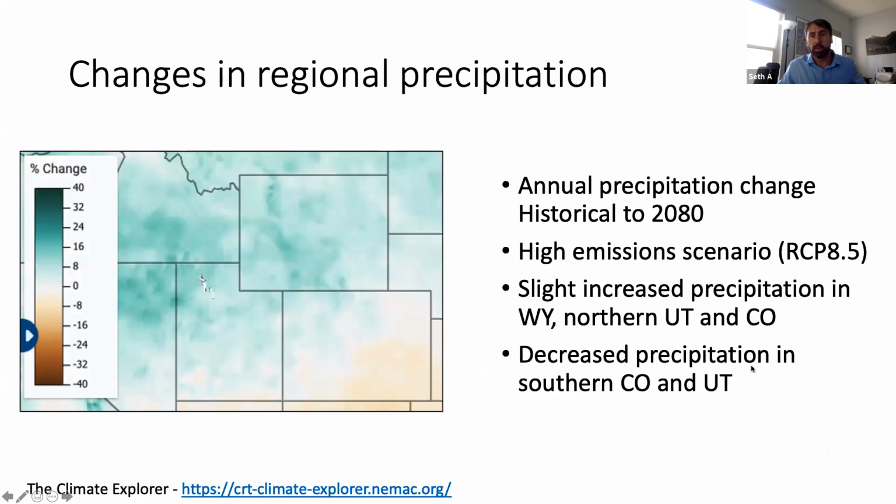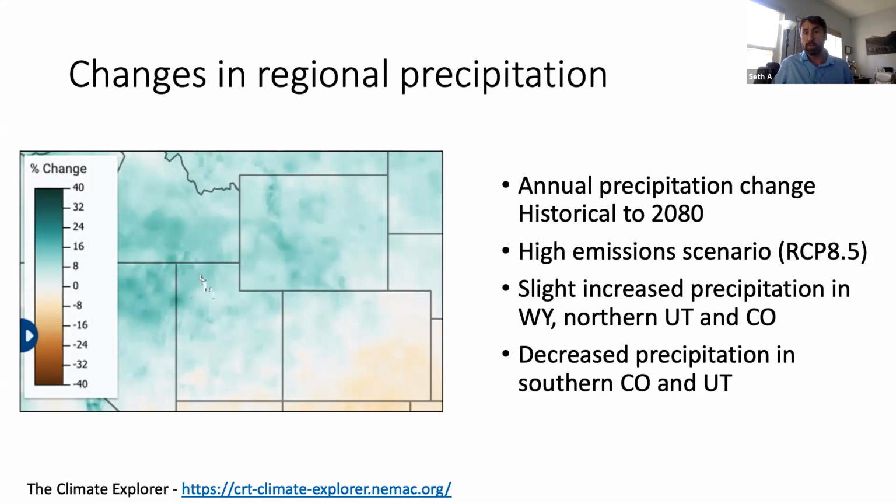So the next several slides show maps of projected changes in precipitation, and all of these follow the same format. This is data from the Climate Explorer, which was a tool that Lenica showed, and the maps are showing percent change in precipitation, the historical period from 1975 to 2005, compared to a 30-year period centered around 2080. The greener shades are showing increases in precipitation. The brown shades are showing decreases in precipitation.